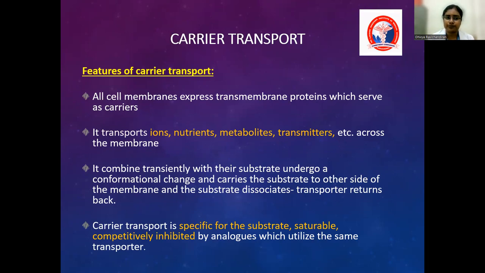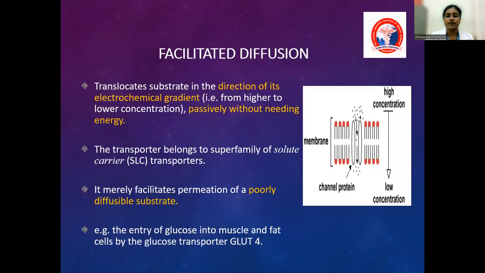Coming to carrier transport. A feature of carrier transport is that all cell membranes express transmembrane proteins which serve as carriers. They transport ions, nutrients, metabolites, and transmitters across the membrane. The carrier combines transiently with the substrate, undergoes a conformational change, and carries the substrate to the other side of the membrane. The substrate dissociates and the transporter returns back. Whenever a drug comes and sits on the transporter, it makes a conformational change, pulls in the drug, leaves the drug in the cell, and returns to its position. Carrier transport is specific for the substrate, saturable, and competitively inhibited by analogs which utilize the same transporter.